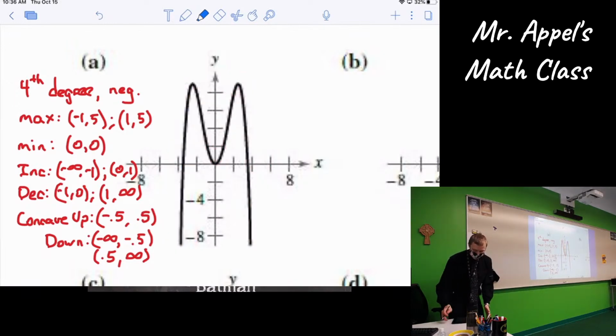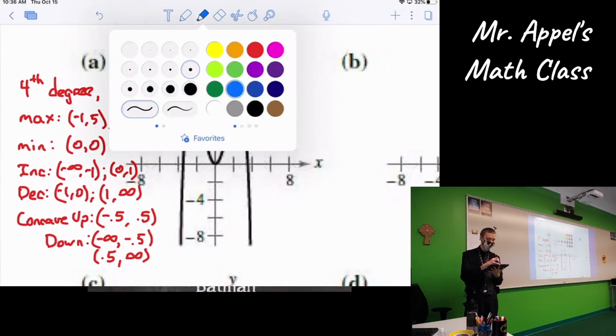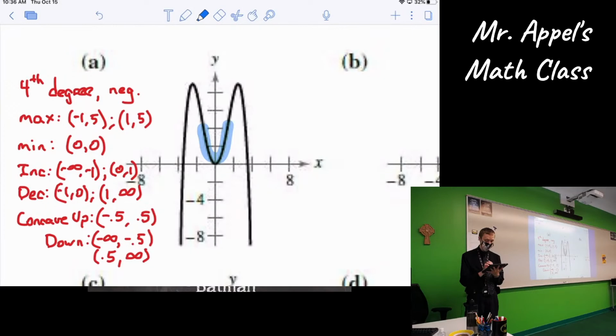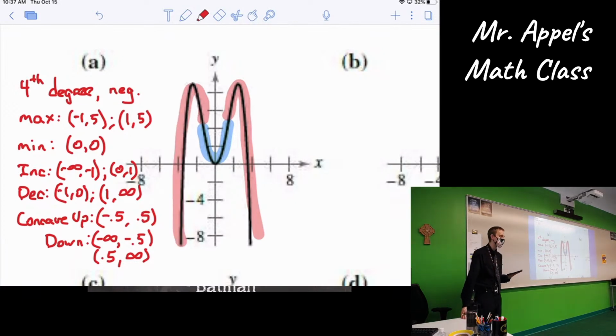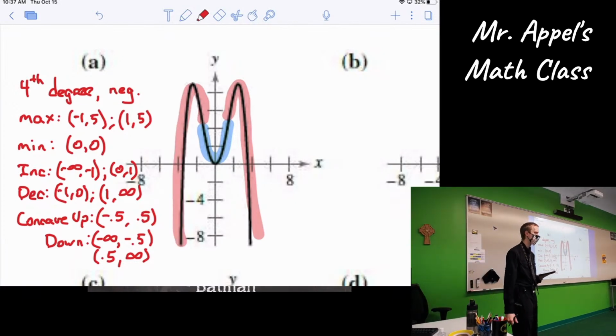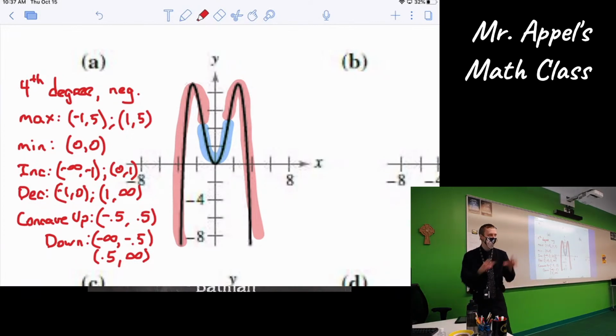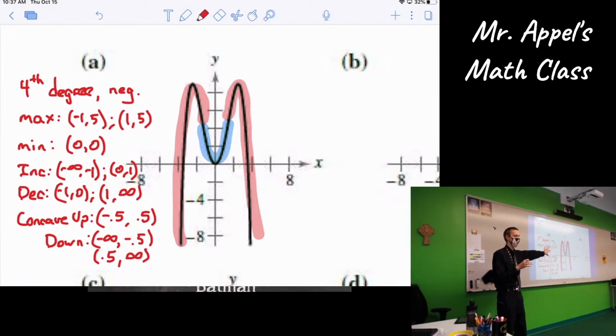You should be able to look and see concave up is, let me get a slightly smaller highlighter here. About there, right? Kind of halfway between your maxes and mins. And then down would be the rest of that, and all the way out to infinity, and all the way out to infinity. So there's your concave downs. All right? So finding those regions in the picture, I hope that part is fast. What slows you down is getting the actual coordinates. All right?